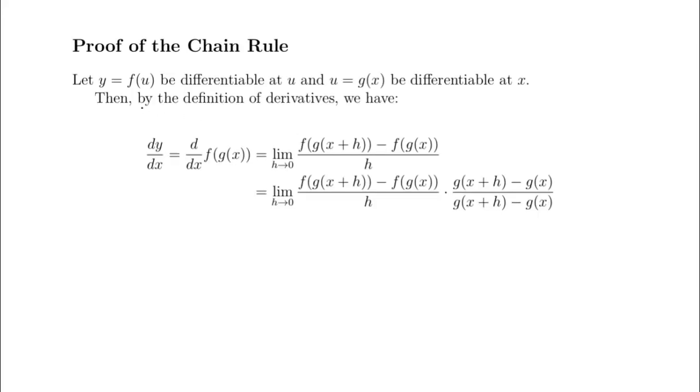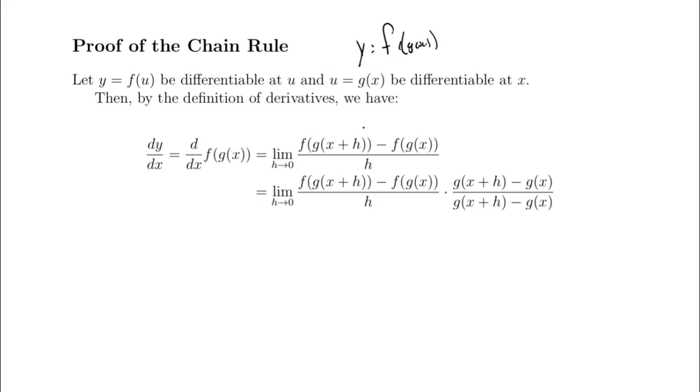First, we're going to say let y equals f of u be differentiable at u, and u equals g of x be differentiable at x. That's our standard setup that we have already. And now notice that y is really equal to f of g of x through this nice change of variables that we have. So if we want to find dy over dx, that's really the derivative of this composition of functions. And here it is by the limit definition.